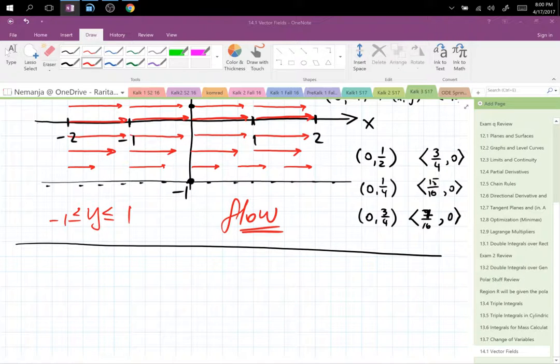All right. So you can calculate technically anything with these. As long as you can plug in an x and a y, you pick a point. That's going to be your x and y input. You carefully compute the vector and then just plot that vector. So it's not that difficult.